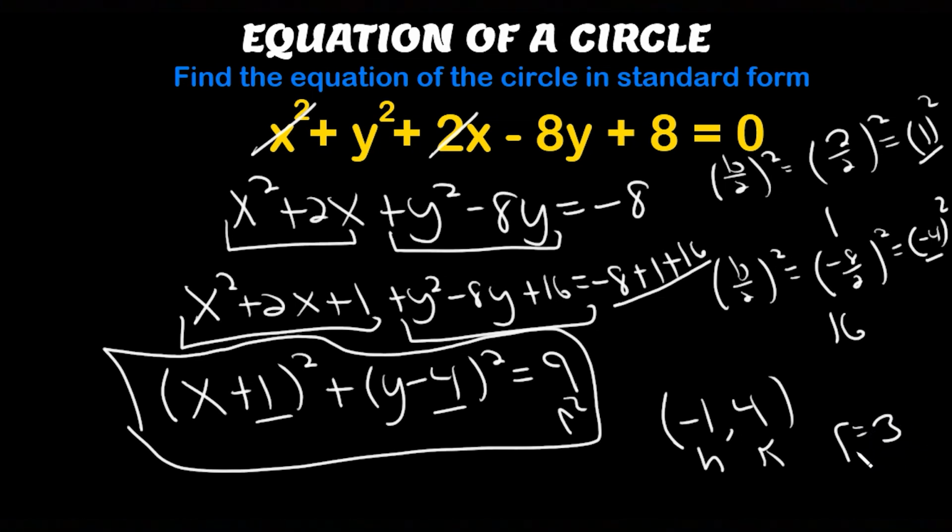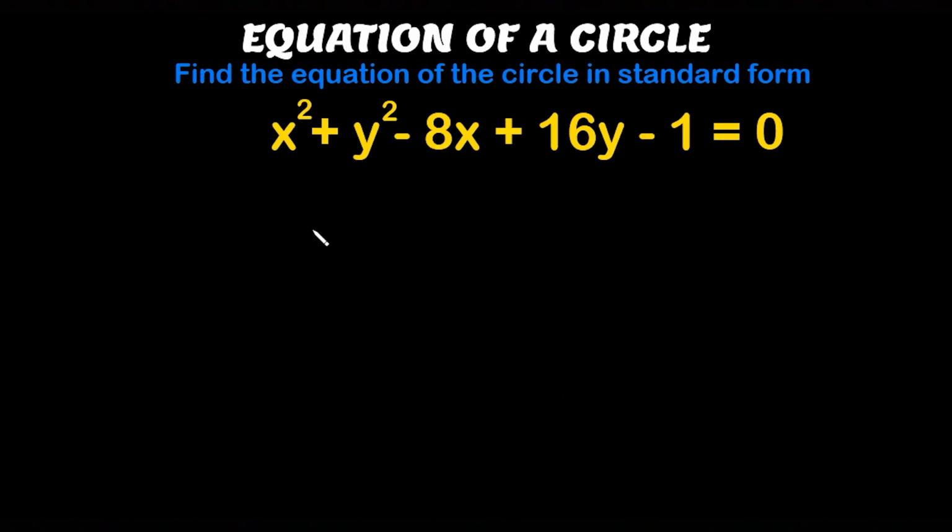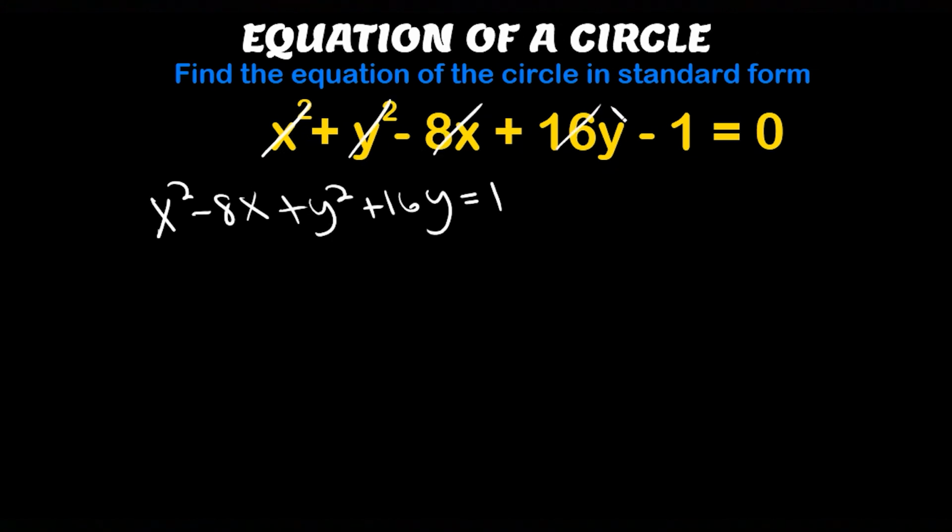Okay, let's try one more example. Okay, so here's our last example, and we're going to do the same thing. We're going to group together the x variables, group together the y variables, move our constant over, and then we'll go for it. So I'm going to write here x squared, and then I have minus 8x, and then I'll have plus y squared, and then plus 16y, and then equal to a positive 1 because I'm moving that negative 1 over. Just do a quick check. Make sure you used all your terms. I used it, used it, and used it.